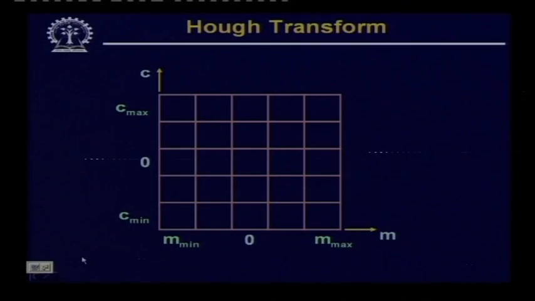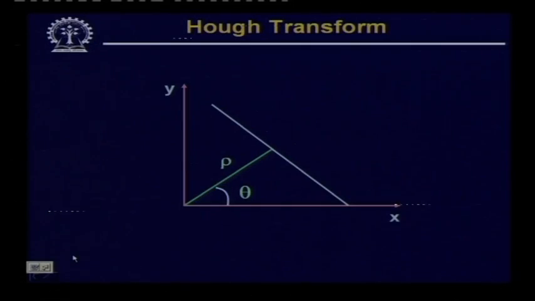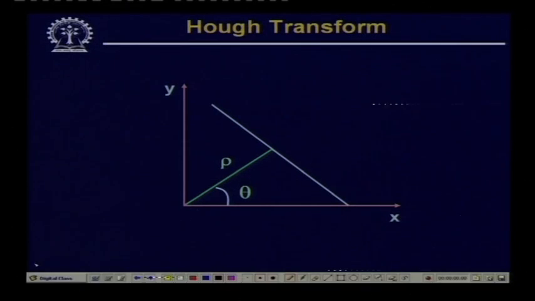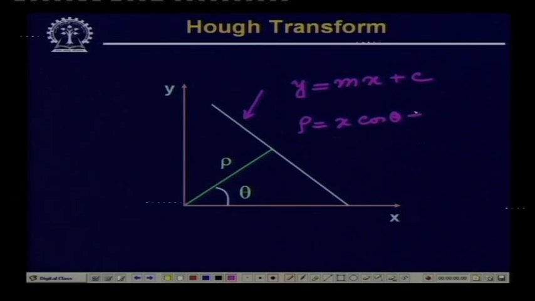The line that we get is something like this. So, here again I have this straight line in the x y plane, but instead of taking the slope intercept form where the equation was given by y is equal to m x plus c, I take the normal representation where the equation of the straight line is given by rho is equal to x cosine theta plus y sin theta.